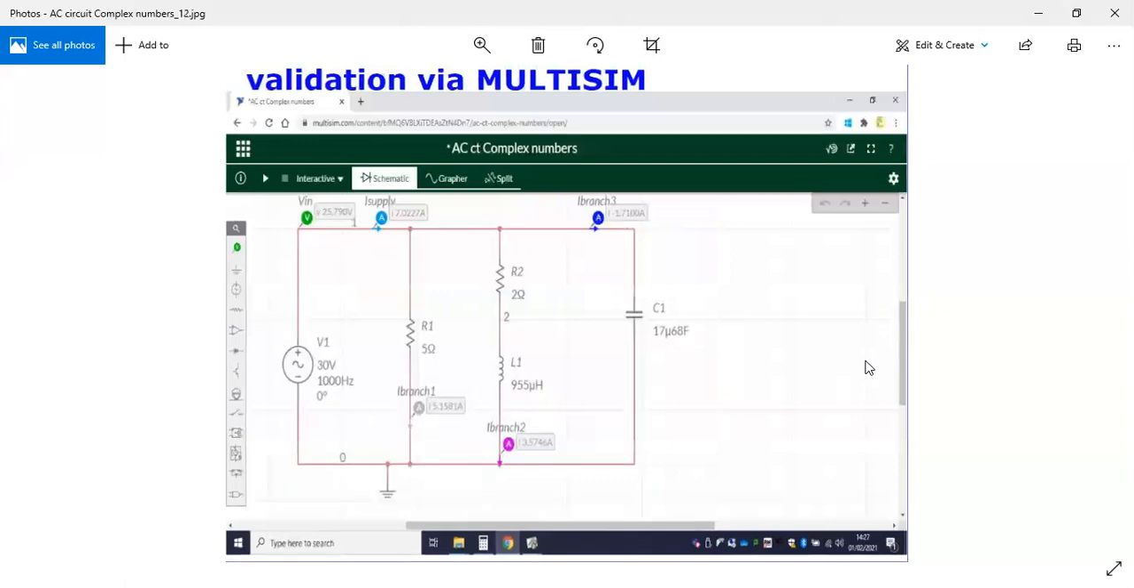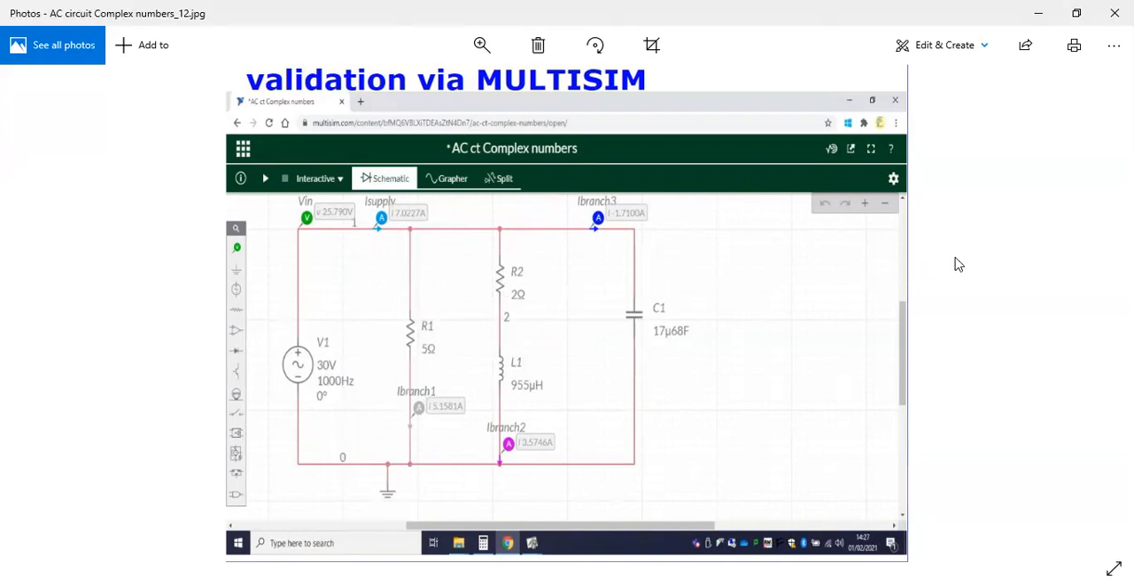If we put those values of components into our Multisim, put the circuit in parallel form, 30 volts peak, 1000 hertz sine wave going in. We have our ground reference in here. We have branch 1, R1. We have branch 2, resistor and inductor to mimic a motor. And we have power factor correction with this capacitor here.